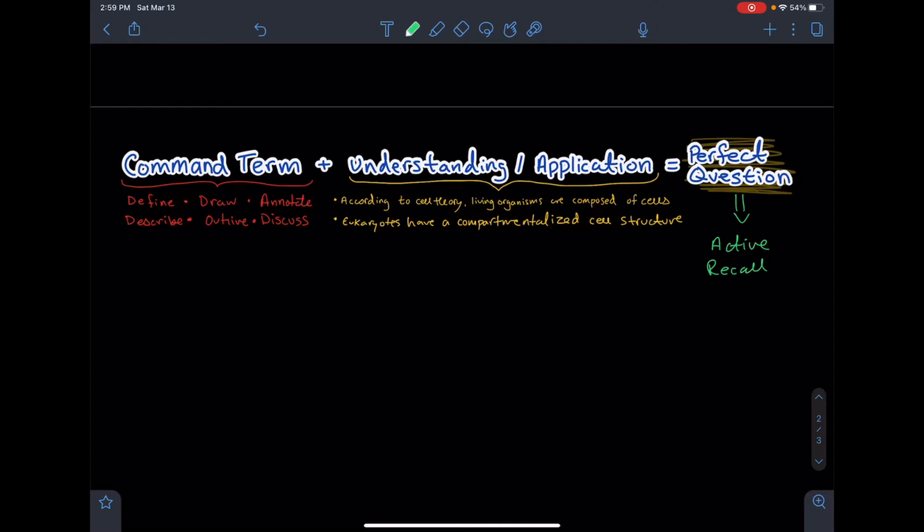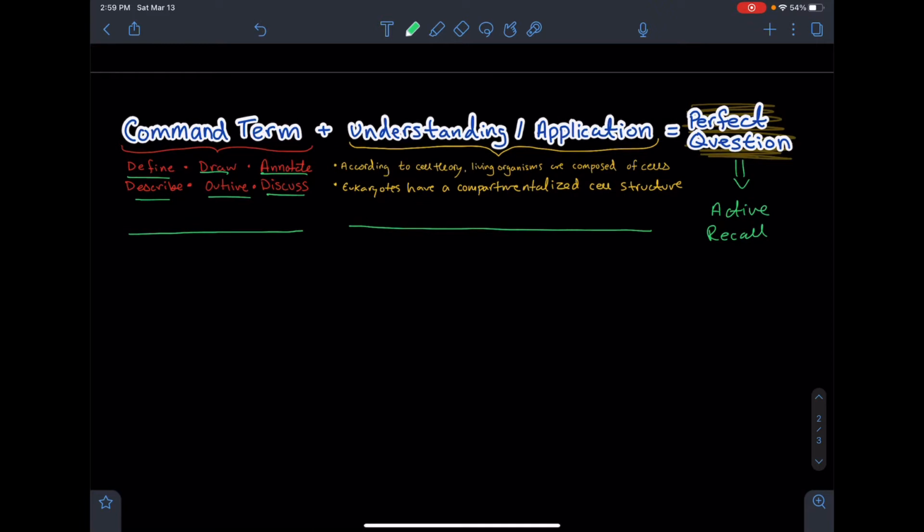Now, in IB, the best way to make practice questions, as far as I know, is to take command terms, which I discussed in my previous video, and combine these command terms with understanding and application statements from the IB syllabus. Some examples of command terms are define, draw, annotate, describe, outline, and discuss. There are many examples of understanding and application statements to choose from in the IB syllabus.